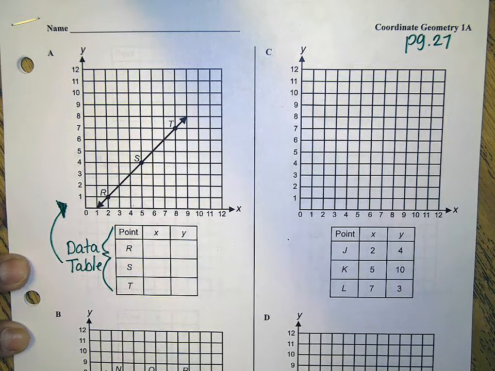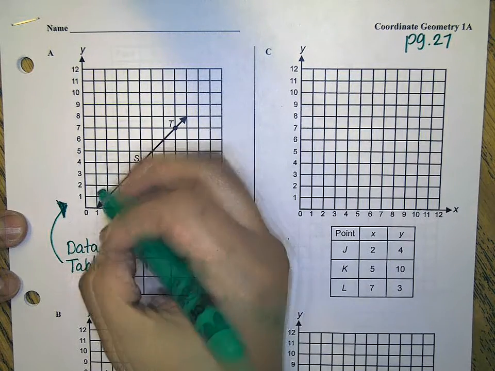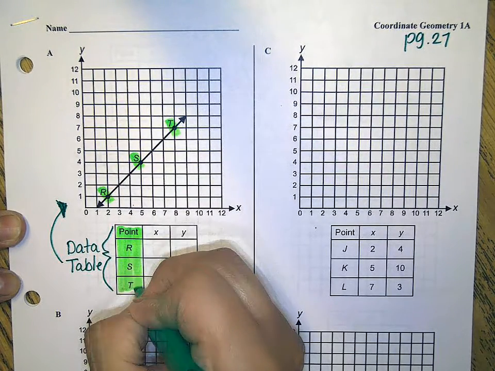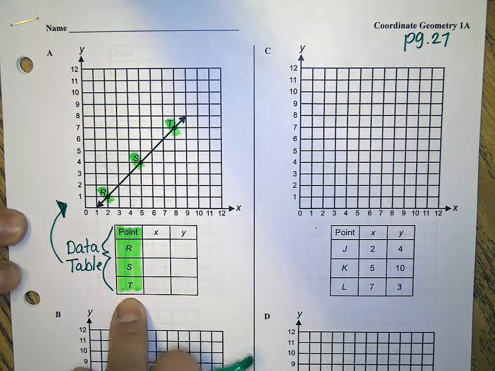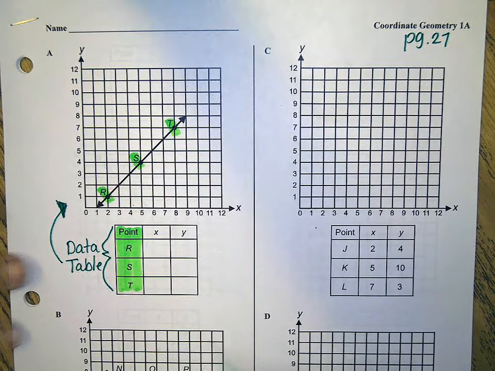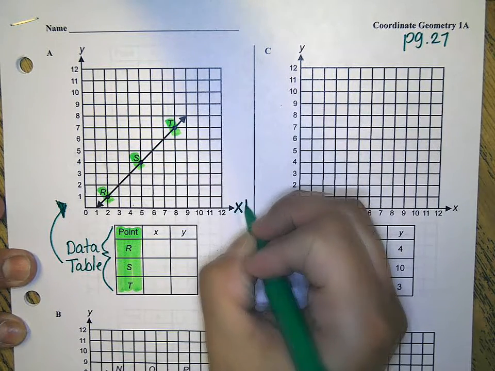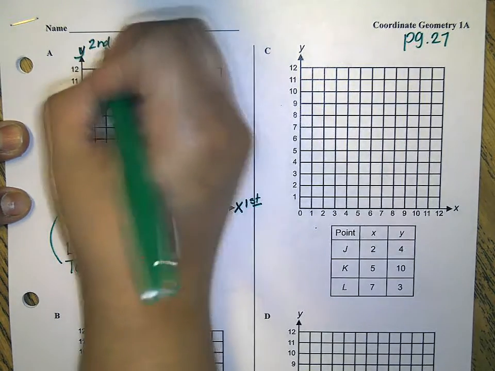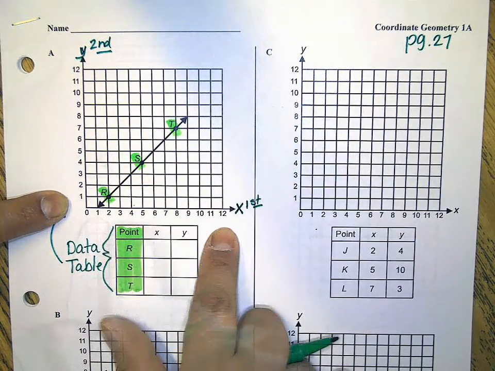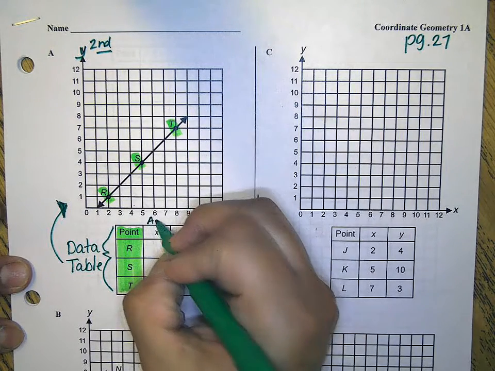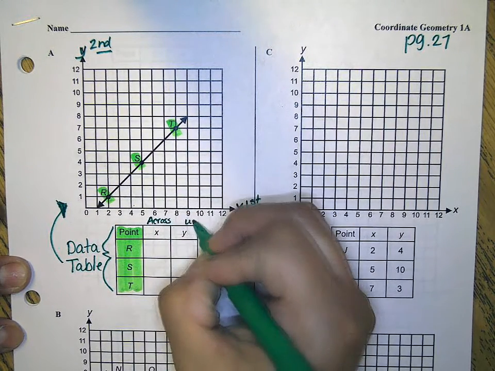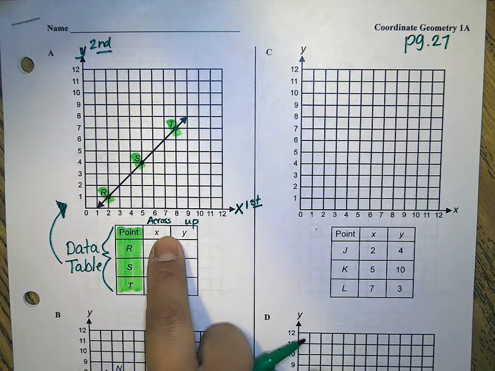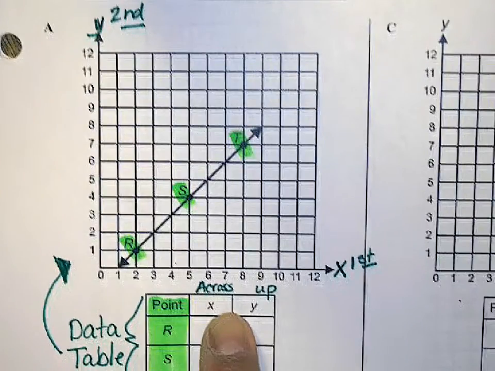As you can see, we have points R, S, and T, which are labeled here in my data table. Our job is to find our X, which is first, and then our Y, which is second. So we go across first, so the X is across, and then our Y is up. We are first going across, and then we are going up.